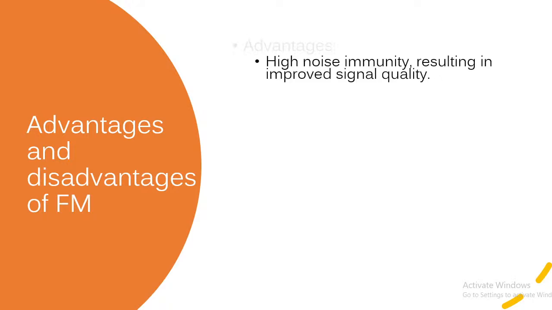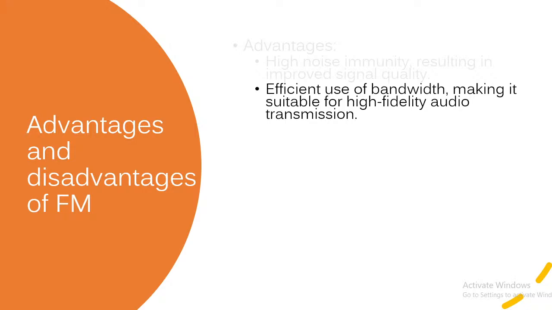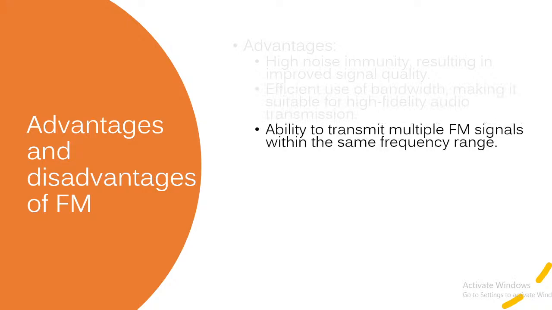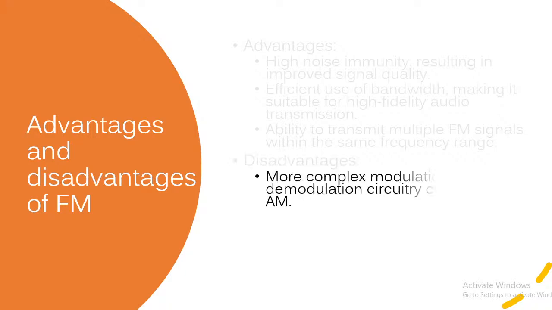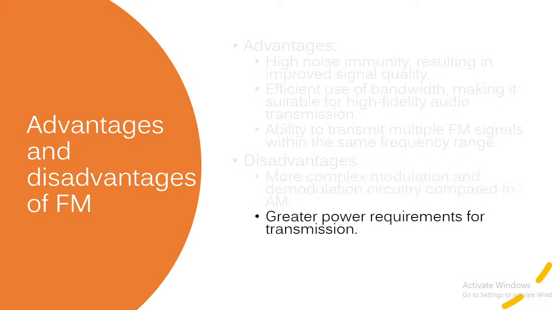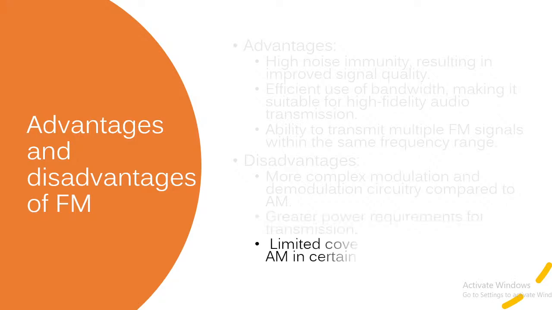Advantages are high noise immunity resulting in improved signal quality, and efficient use of bandwidth, making it suitable for high fidelity audio transmission. That is why FM audio radio is very famous. Also the ability to transmit multiple FM signals within the same frequency range is an advantage. Disadvantages are more complex modulation and demodulation circuits compared to AM, it requires more power for transmission, and it has limited coverage. So range is limited.